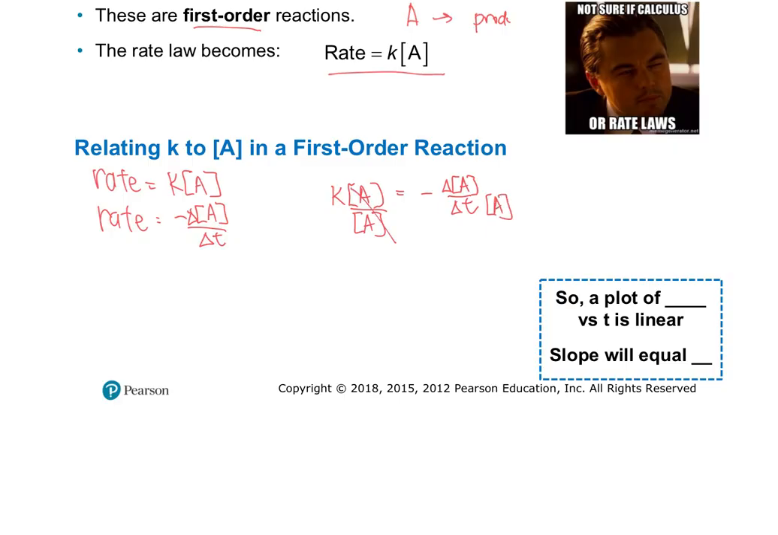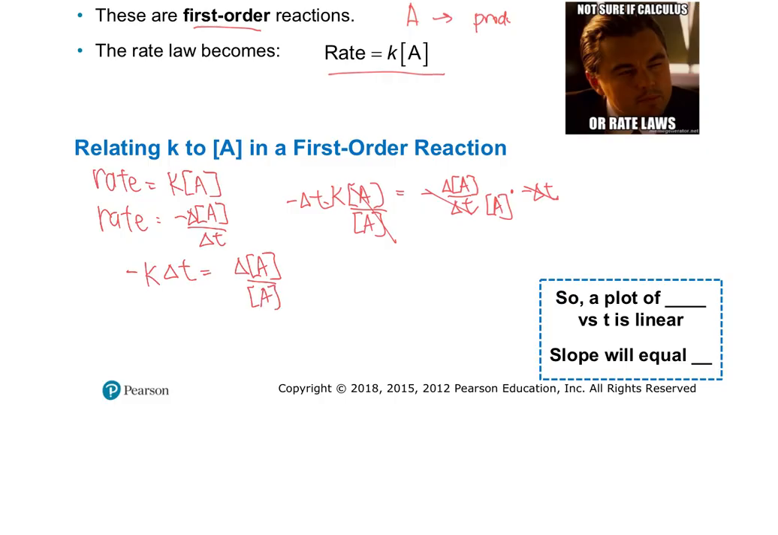So I'll divide it, and then I'm going to multiply by negative delta t on both sides. So then that goes away. Now I have negative K delta t equals the change in A divided by the concentration of A.